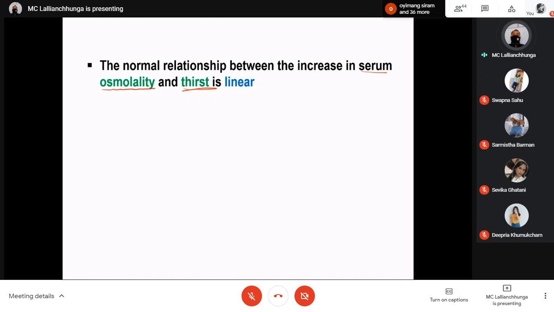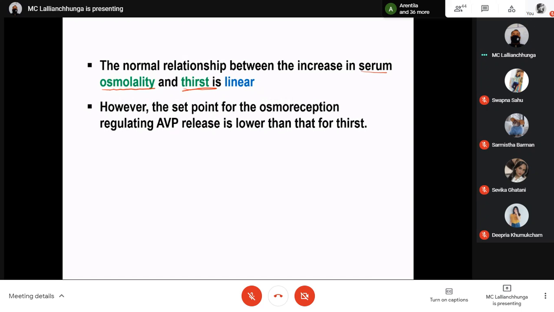But if the plasma is dilute or osmolality is low, that means thirst will also be low, or it may not be felt at all. There may be no thirst if there is dilution of the plasma. So this point I've already told you. However, the set point for the osmoreception regulating AVP release is lower than that for thirst.